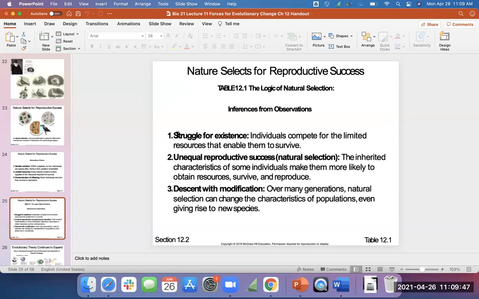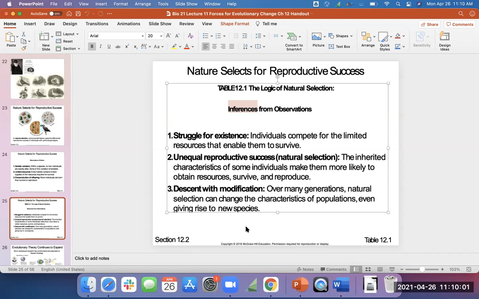And then that's going to create struggle for existence. These are the interference. There's a table in your book, so try to do a flashcard for this. Competition creates struggle for existence, and that's going to give unequal reproductive success. That means the individuals that are able to get the resources are going to pass on their genes. They're going to be able to reproduce, and their genes are going to get passed on.